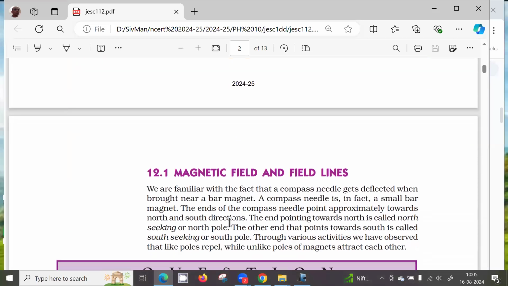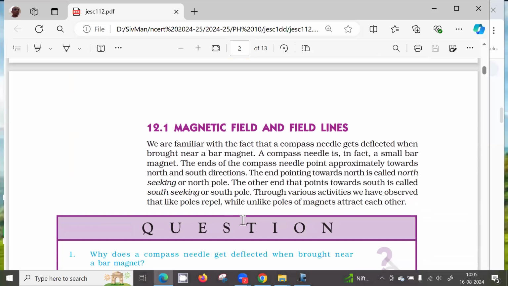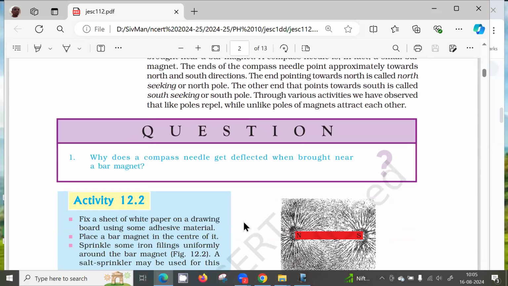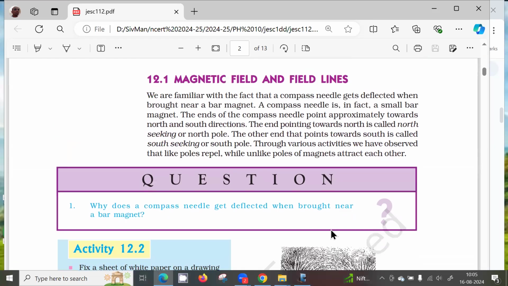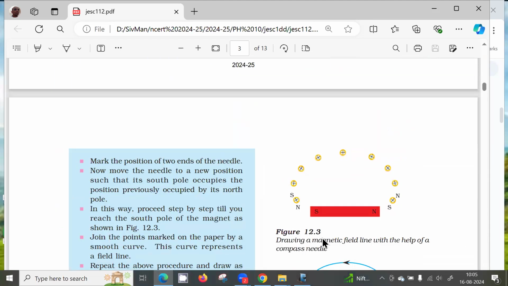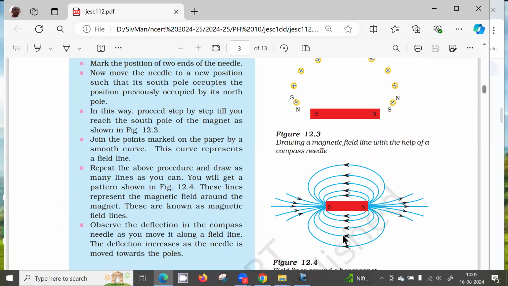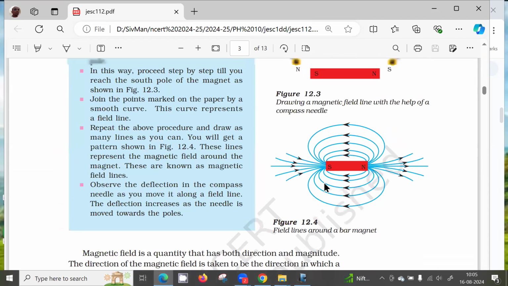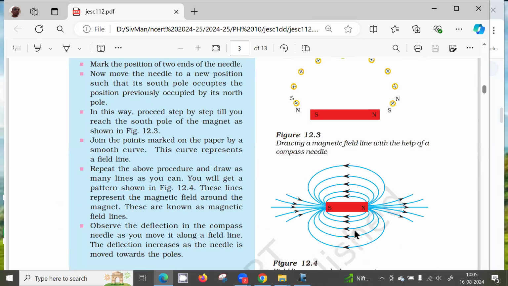Second one, magnetic field and magnetic field lines. Magnetic field is a region around the bar magnet where you find the effect of it. So this is a bar magnet, and the field lines will look like this. If you draw the magnetic field vectors around this bar magnet, it will be strong near here.